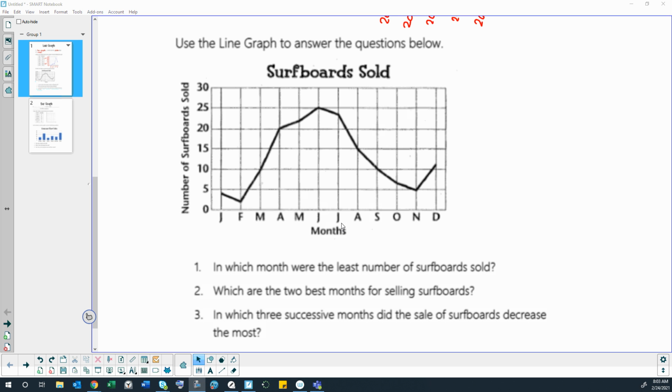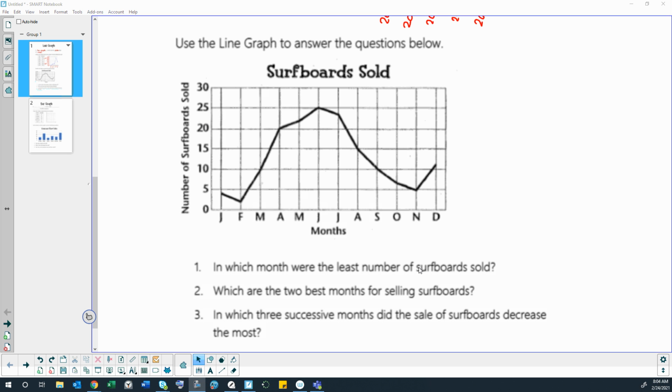I never realized that the first letter of each month spells Jason in there. Did you just see that? July, August, September, October, November. That's pretty cool. All right, and then we have the number of surfboards sold. Woohoo! I'm assuming this is in some sort of beach town where that kind of stuff would sell, right?